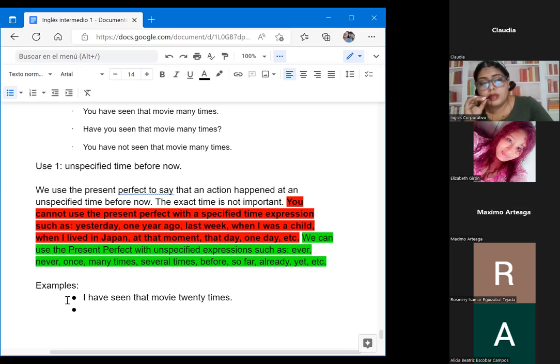Now we have example number two. I think I have met him once before. I am not telling you when, I am just telling you that I think that I have met that person once before.